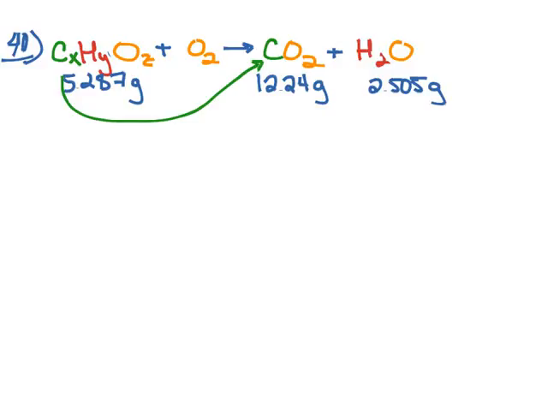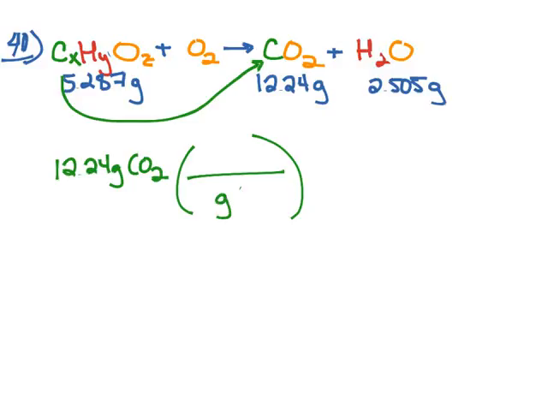So let's get the mass of just carbon from the carbon dioxide. So I have 12.24 grams of CO2. And I'm going to need a conversion factor. I want grams of carbon dioxide in the bottom so that it cancels out, and I want grams of carbon in the numerator so that that's what I'm left with.